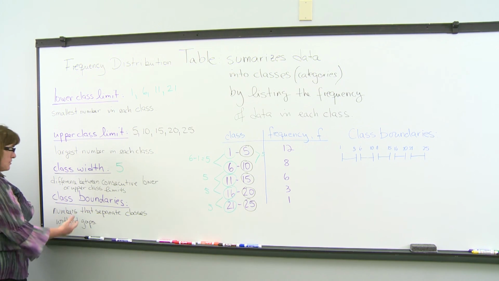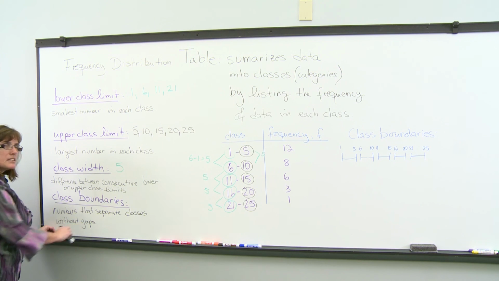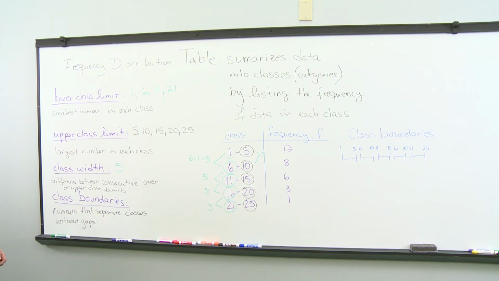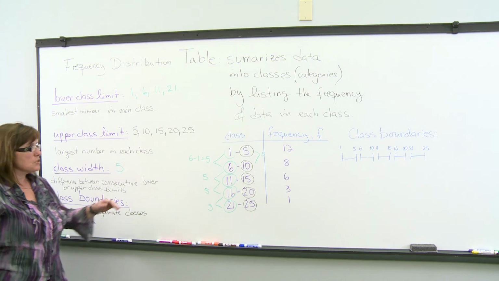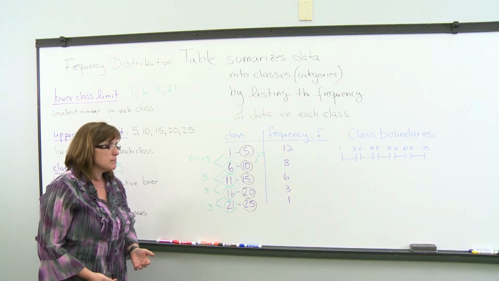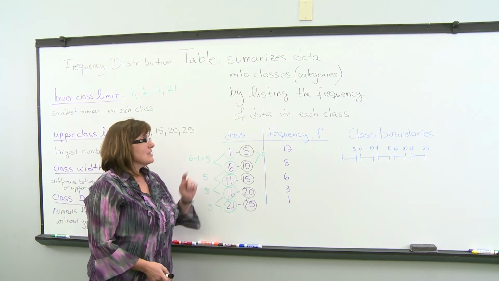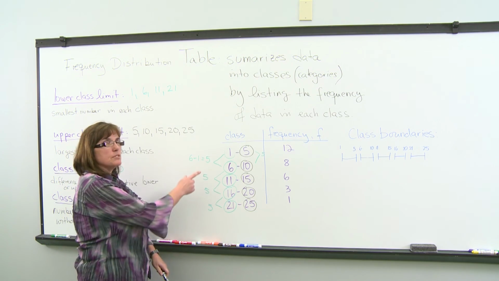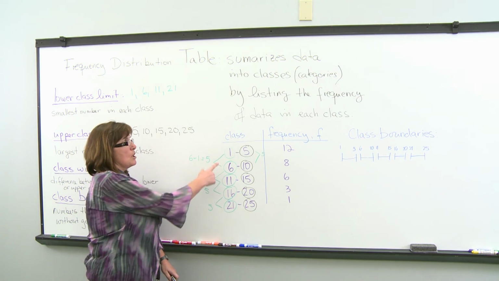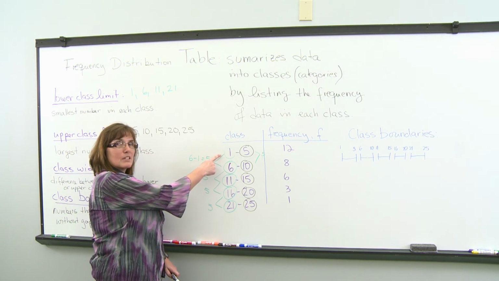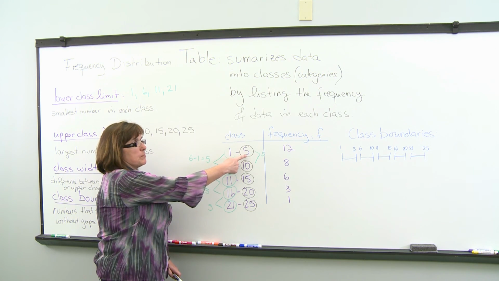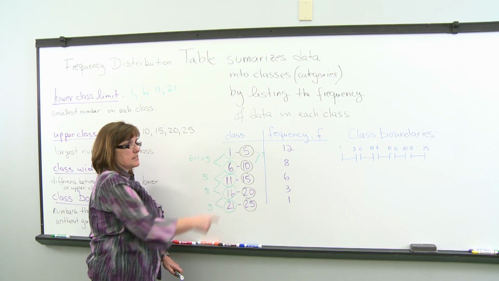Now class boundaries, we use them basically when we want to create a histogram, and these are the numbers that separate the classes without gaps. Or in other words, when we have decimals. So to find the class boundaries, what you have to do is subtract 0.5 from the lower class limit and add 0.5 to the upper class limits.